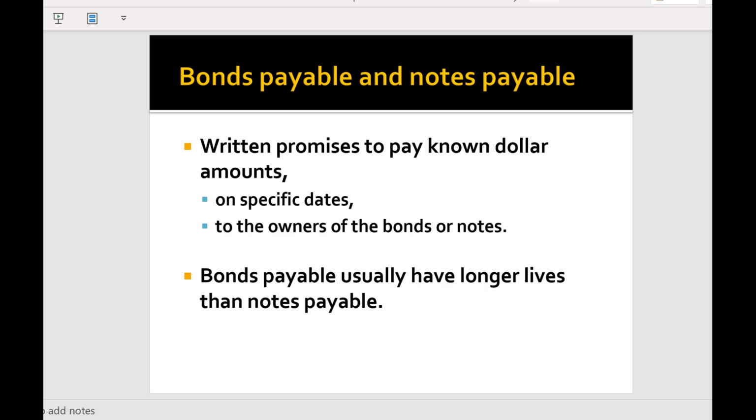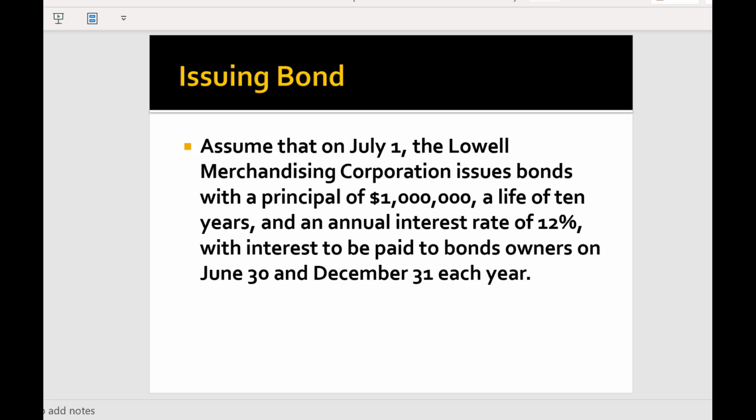We'll talk about bonds payable and notes payable, but I'm going to focus on bonds payable and the bond issuance. What is a bond? A bond is basically a written liability to repay the debt at some point for some rate. So let's assume Lowell Corporation issued bonds with a principal of 1 million, and the life is 10 years, annual interest rate 12%, and the bond interest is paid every half year, on June the 30th and December 31st.